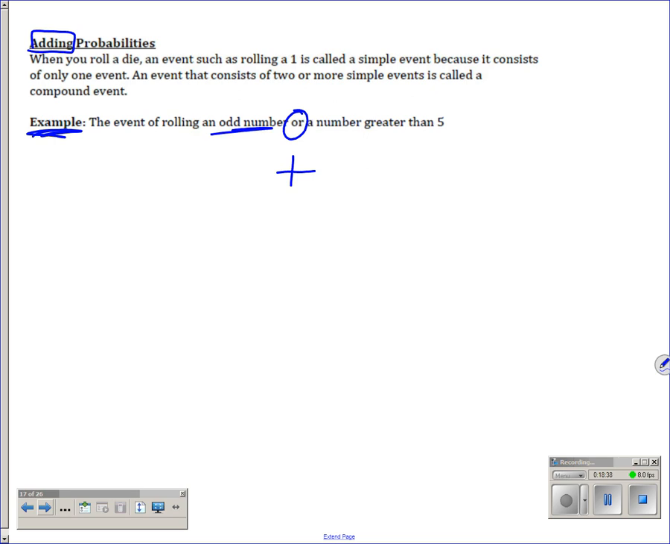So what's the probability of getting an odd number on a 6-sided die? 3 out of 6, right? It can either be 1, 3, or 5. What's the probability of getting a number greater than 5? 1 out of 6. Or means to add those, so my actual probability is 4 out of 6.